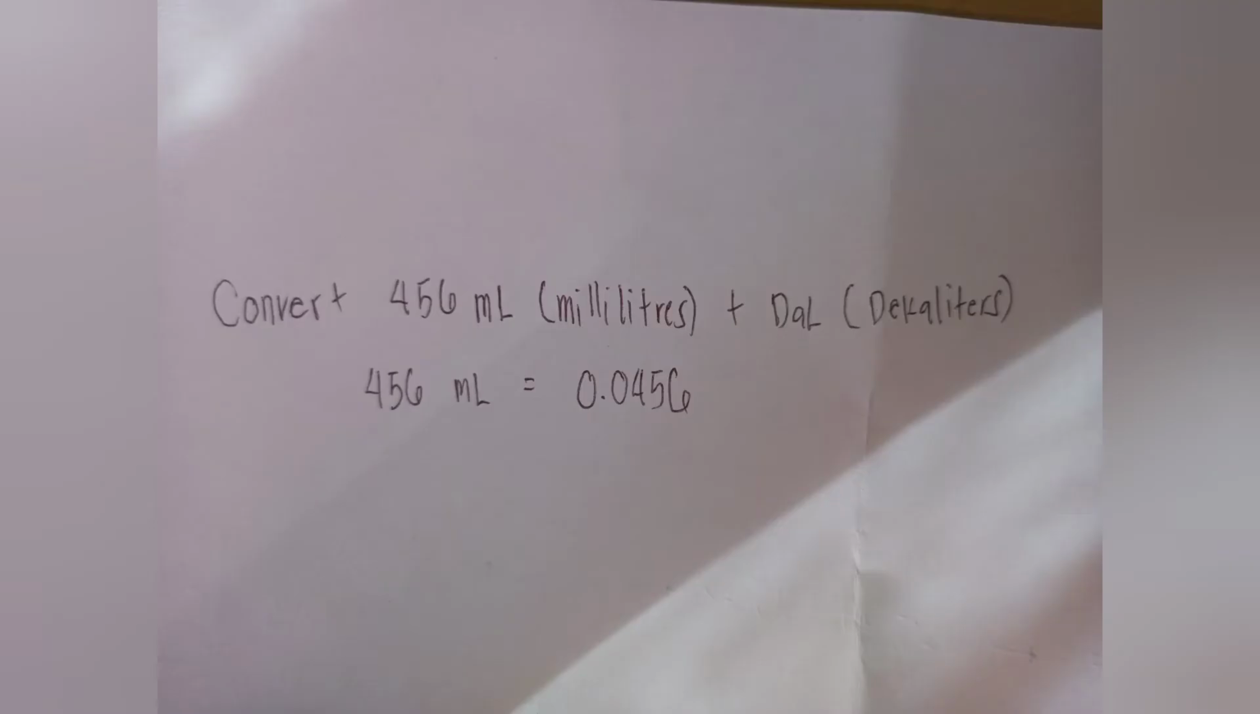Convert 456 millimeters to decaliters. Notice in the listing above that the prefix deca is 4 places to the left of the prefix milli. This tells us to move the decimal point 4 places to the left. Therefore, 456 millimeters will become 0.0456 decaliters.